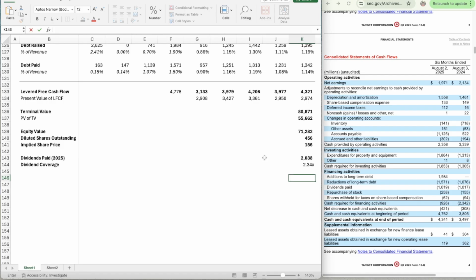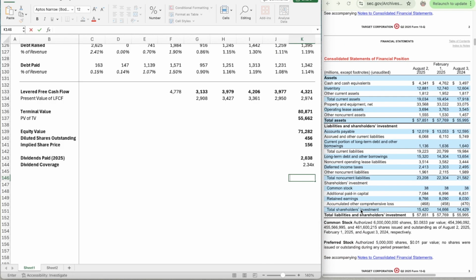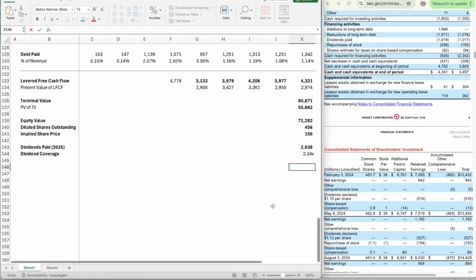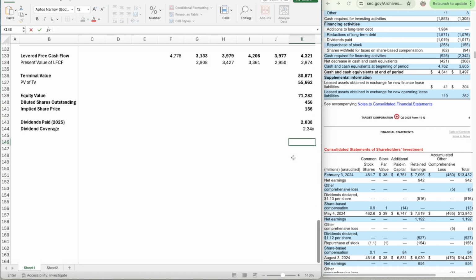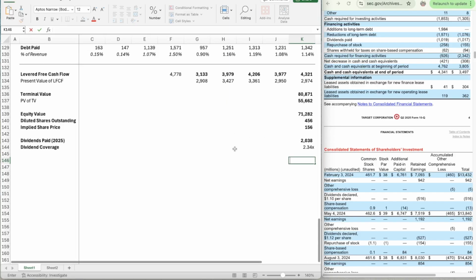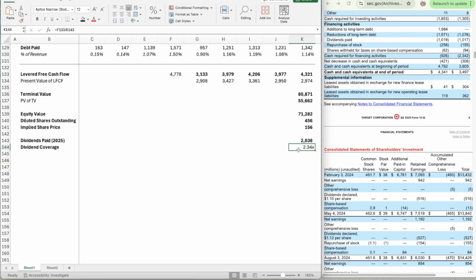buybacks and hopefully not adding stock to the share count. So yeah, I mean that's quite compelling. So it's 2.34x. It's got room to increase the dividend. I mean, we are being, I guess, fairly optimistic. So maybe pull this down a bit, and then, yeah, it's not too bad.